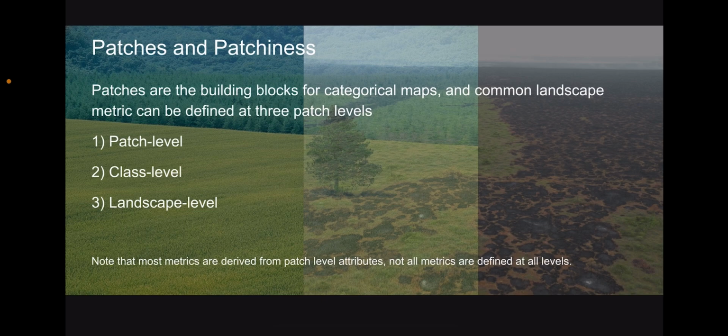Speaking of, we also learned that patches are the building blocks for categorical maps, and common landscape metrics can be defined at 3 patch levels: the patch level, the class level, and the landscape level.